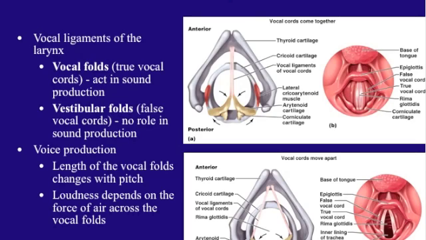Okay, so the larynx. Right here you see an interior picture of the larynx. You see the base of the tongue, the larynx, the lateral muscle right here, the vocal cords, which are right here. And the vocal cords act in sound production. And then loudness depends on the force of air across the vocal folds.